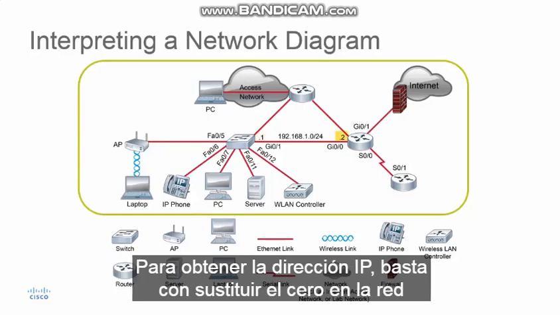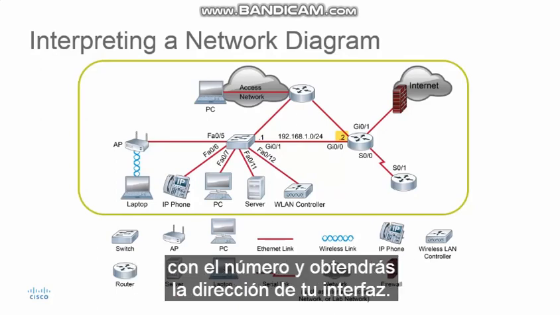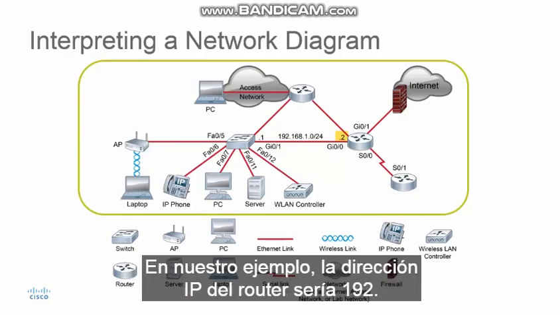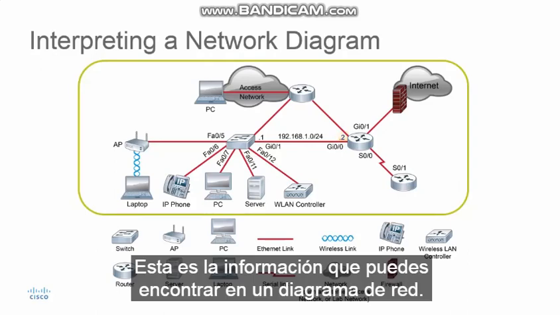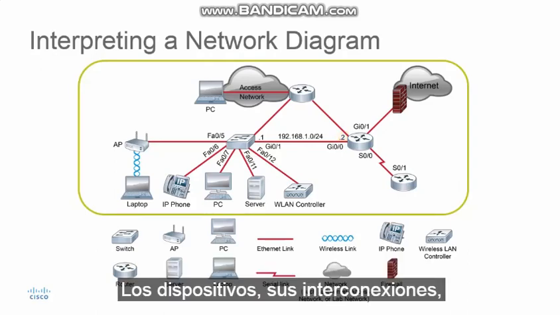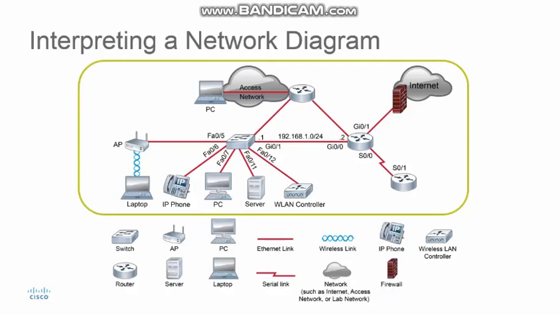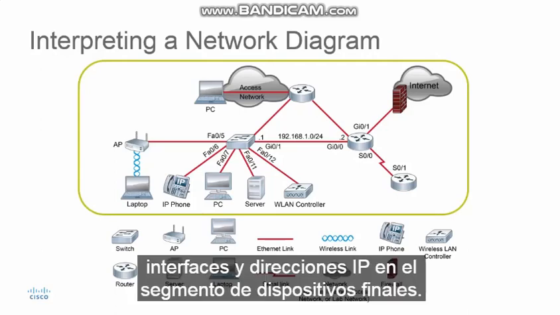To get the IP address, simply replace the 0 in the network address with the number and you get your interface address. The router's IP address in our example would be 192.168.1.2. So this is the information that you can find on a network diagram: the devices, their interconnections, interfaces, and IP addresses on the segment of end devices.